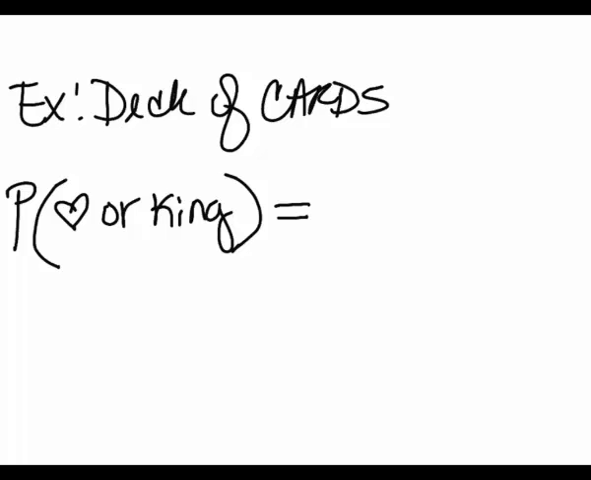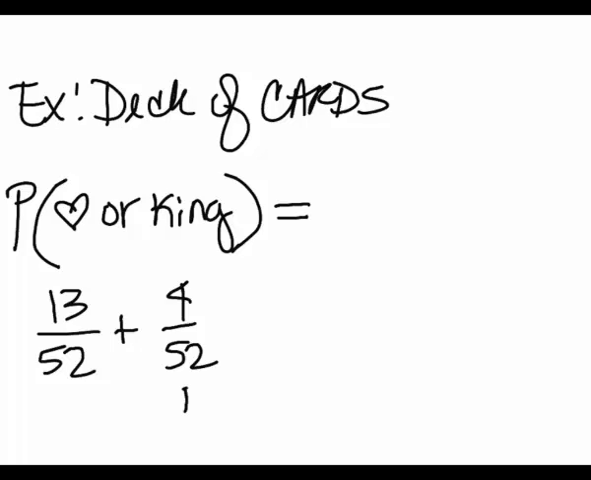So that's what you kind of ask yourself. Then the probability of me getting a heart is 13 out of 52 cards. The probability of me getting a king is 4 out of 52 cards. You just counted that king of hearts twice. You counted the king of hearts here, and you counted the king of hearts here.